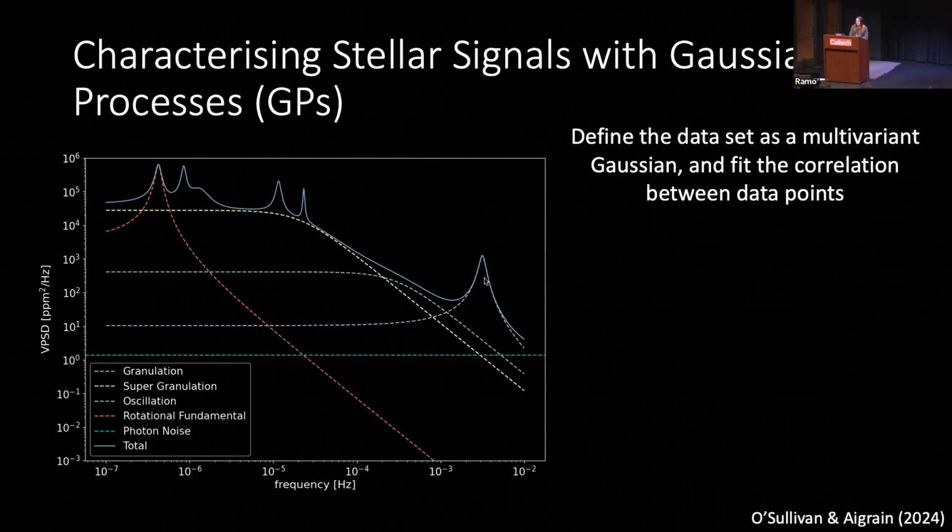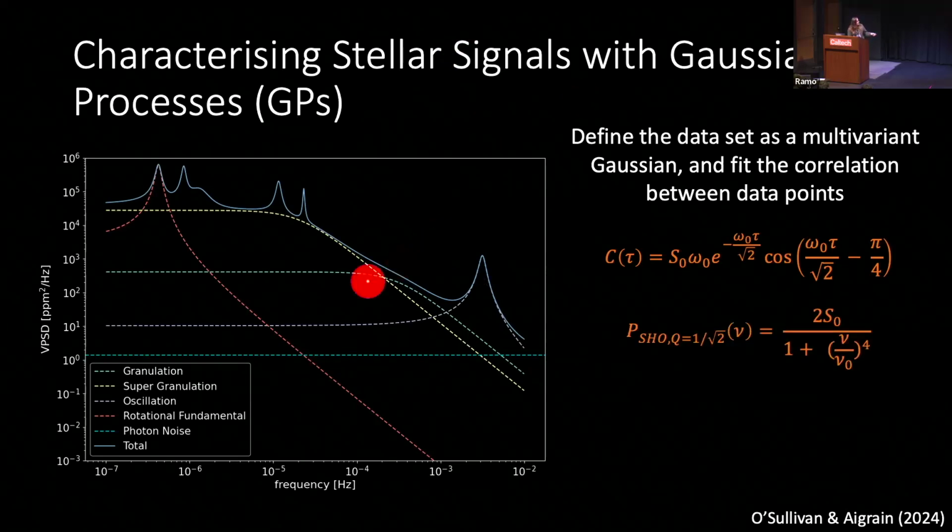By using Gaussian processes, basically we define the data as a multivariate Gaussian, and we fit the correlation between data points using a covariance matrix. This is the covariance matrix I'm using. It's basically a simple harmonic oscillator which has an aperiodic component to it, which gives a PSD very similar to what we see here.